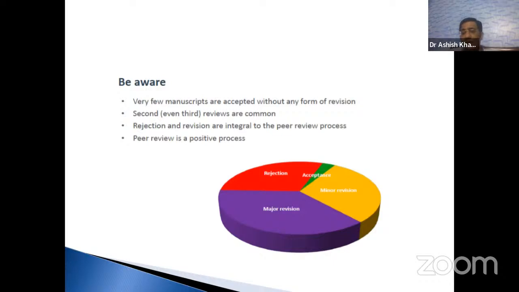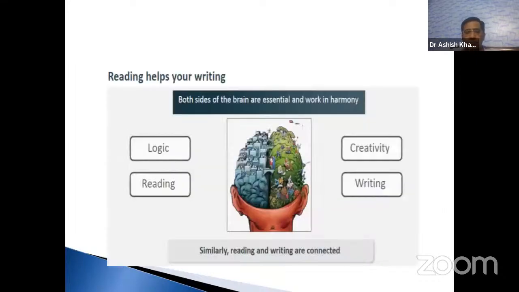Okay, acceptance you can see is very less. Minor revision, then major revision is the most important chunk of the papers which are getting into the review process.